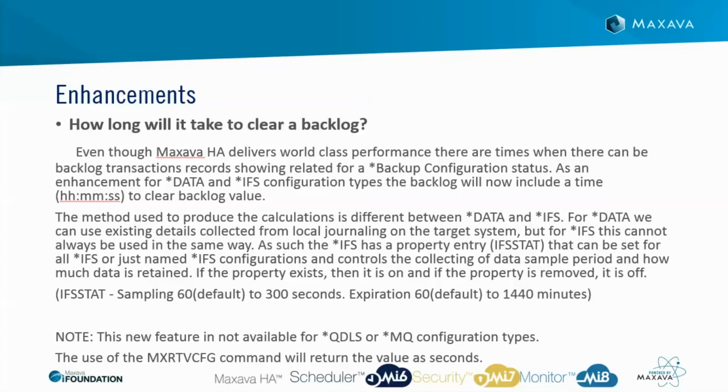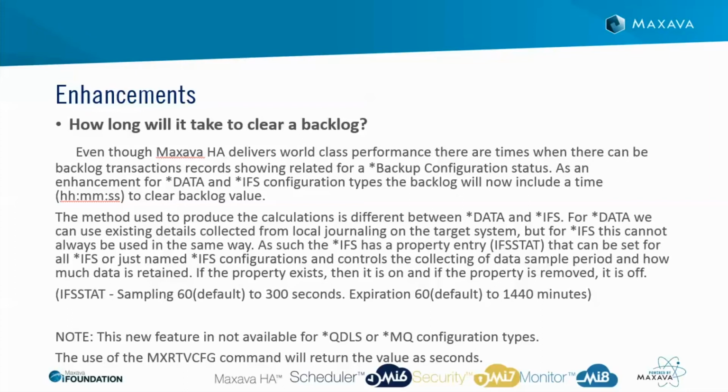The method used to produce the calculations is different between data and IFS. For data, we can use existing details collected from the local journaling on the target system, but for the IFS, this cannot always be used in the same way. As such, the IFS has a new property entry, IFS STATS. This can be set for all IFS or named IFS configurations and controls the collection process of data sampled, the period, and how much data will be retained.